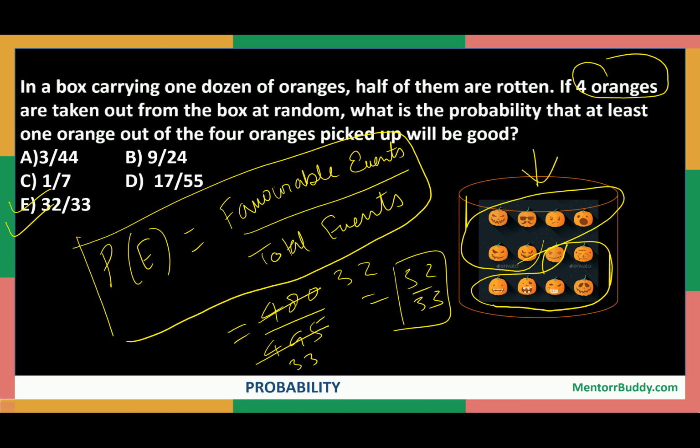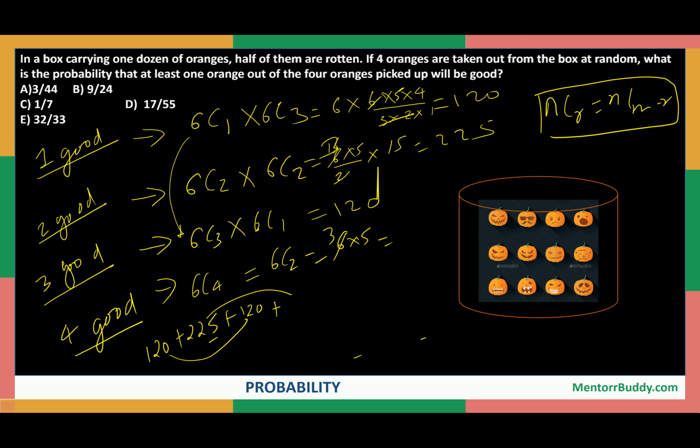So we have seen how we calculated all the cases. At least means a minimum of 1 good orange should be there. There could be 2 good oranges, 3 good oranges, or 4 good oranges. So we have calculated all the cases and found the answer. Instead of solving through this technique, we also have a shortcut technique by which we can solve in just a matter of seconds. We'll see how to solve that way.